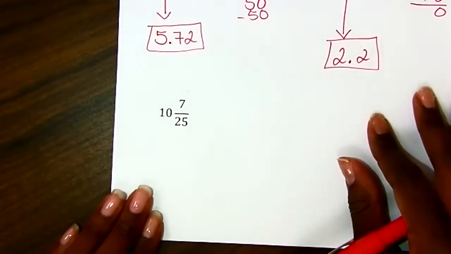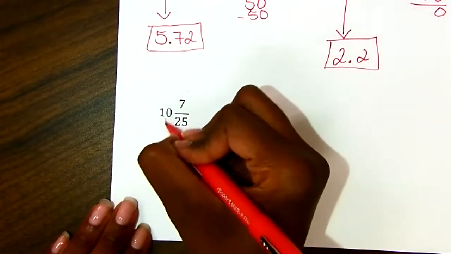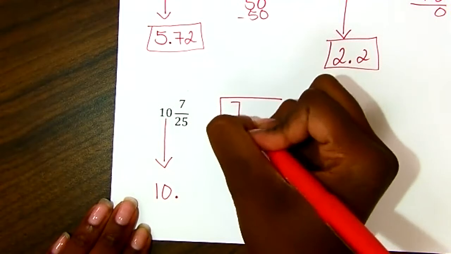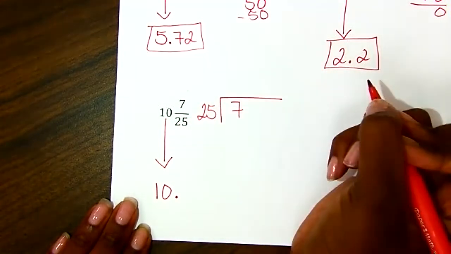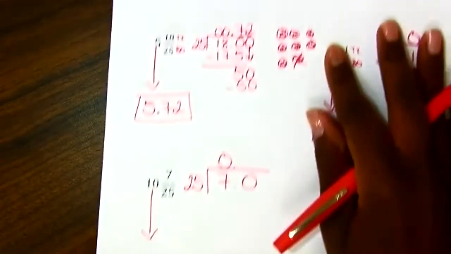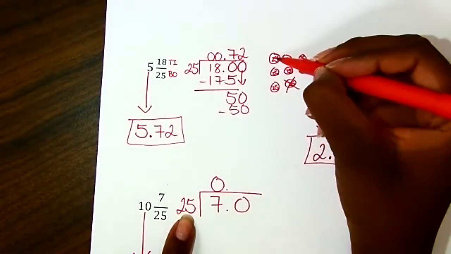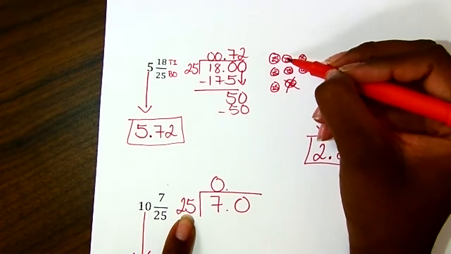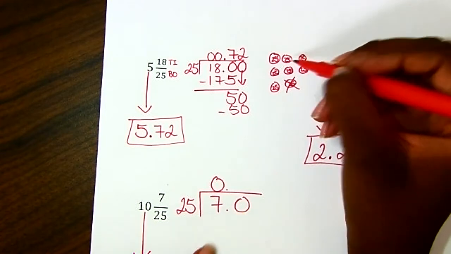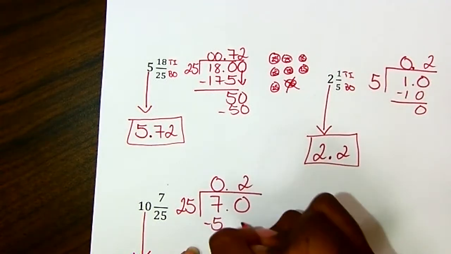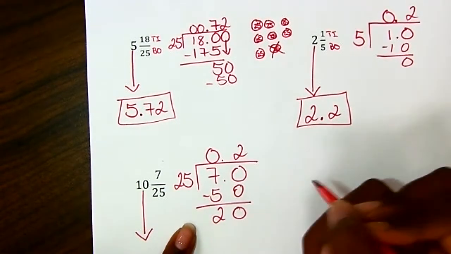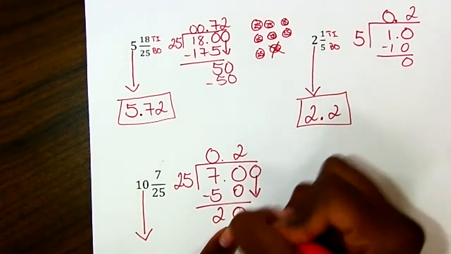All right, last one. 10 and 7/25. Again, that whole number, I'm just going to bring it down and put a decimal. Top in, bottom out. 25 cannot go into 7. I'm going to refer to my picture since I have a quarter again. 1/4 is 25 cents. 2/4 is 50 cents. 3/4 is 75 cents, but that's too much, so I'm going to use 2. When I subtract, I have 20 left over, so I'm going to add a 0.